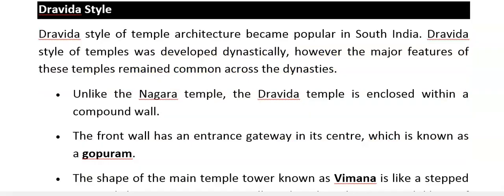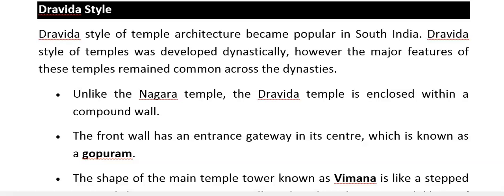Now let's see the Dravidian style of temple architecture. So the Dravidian type of temple architecture, which was deployed for Hindu temples in Tamil Nadu from the 7th to 18th century, was characterized by its pyramidal tower. And unlike the Nagara temple, the Dravidian temple is enclosed within a compound wall, and the front wall has an entrance gateway in its center, which is known as Gopura or Gopuram.